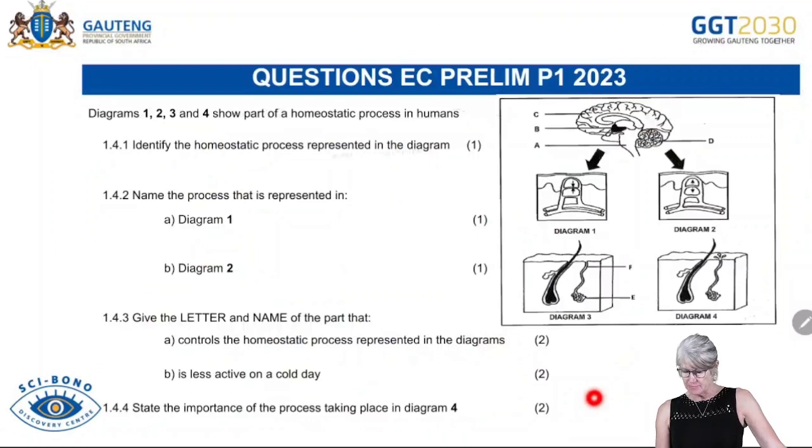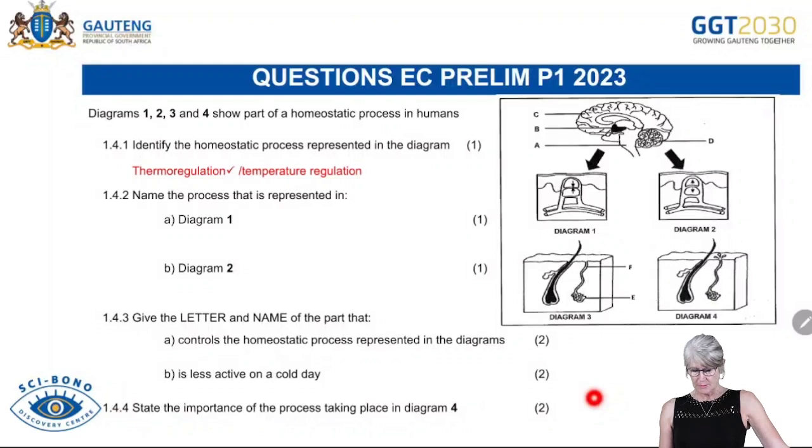So if we have a look here, we've got the brain, and then we can see here in diagram 1, there's blood vessels under the surface of the skin, as well as in diagram 2. And in diagram 3 and 4, we can see there's sweat glands. And in diagram 3, there looks like there's no sweat, but in diagram 4, there looks like there's sweat. Okay, so the process then would be thermoregulation or temperature regulation.